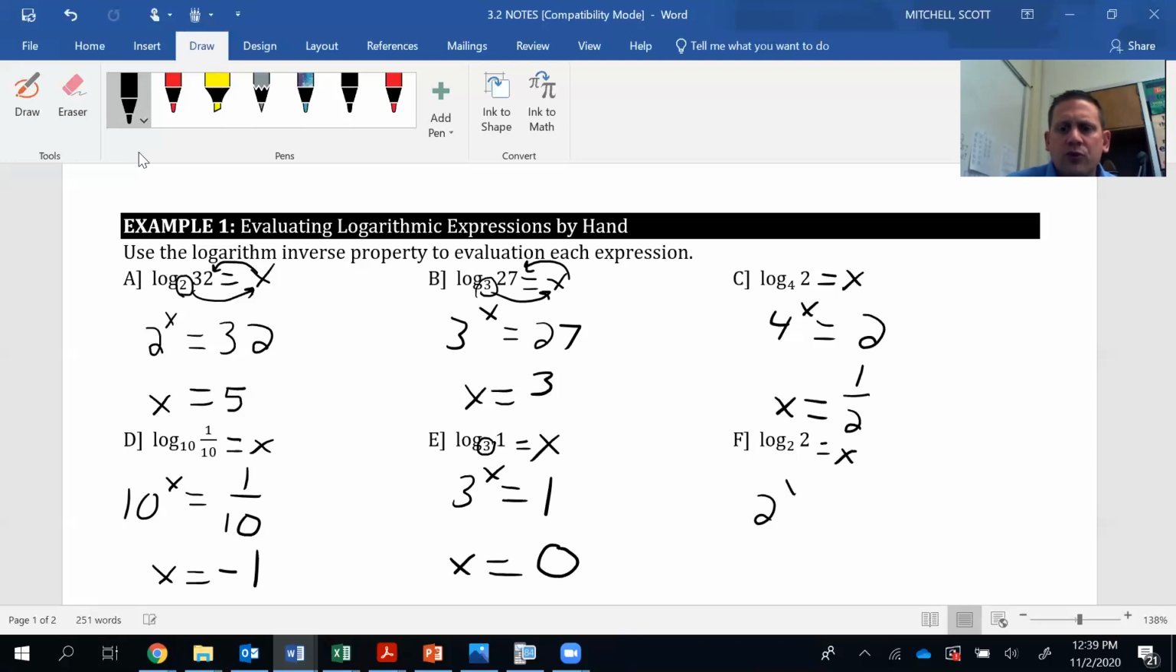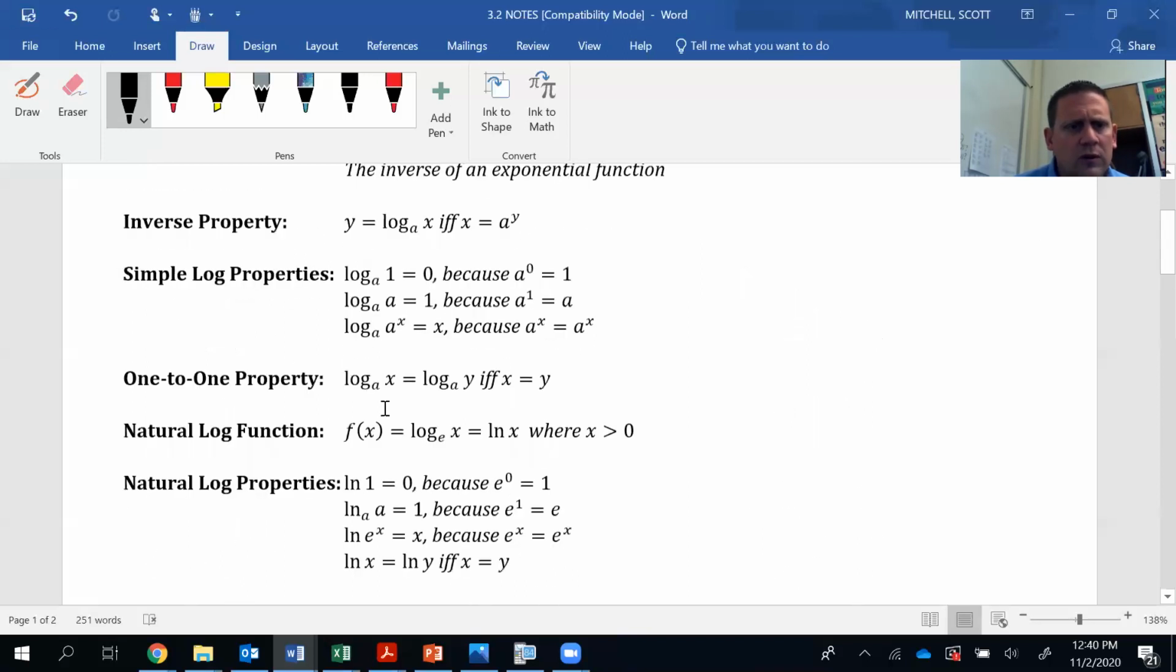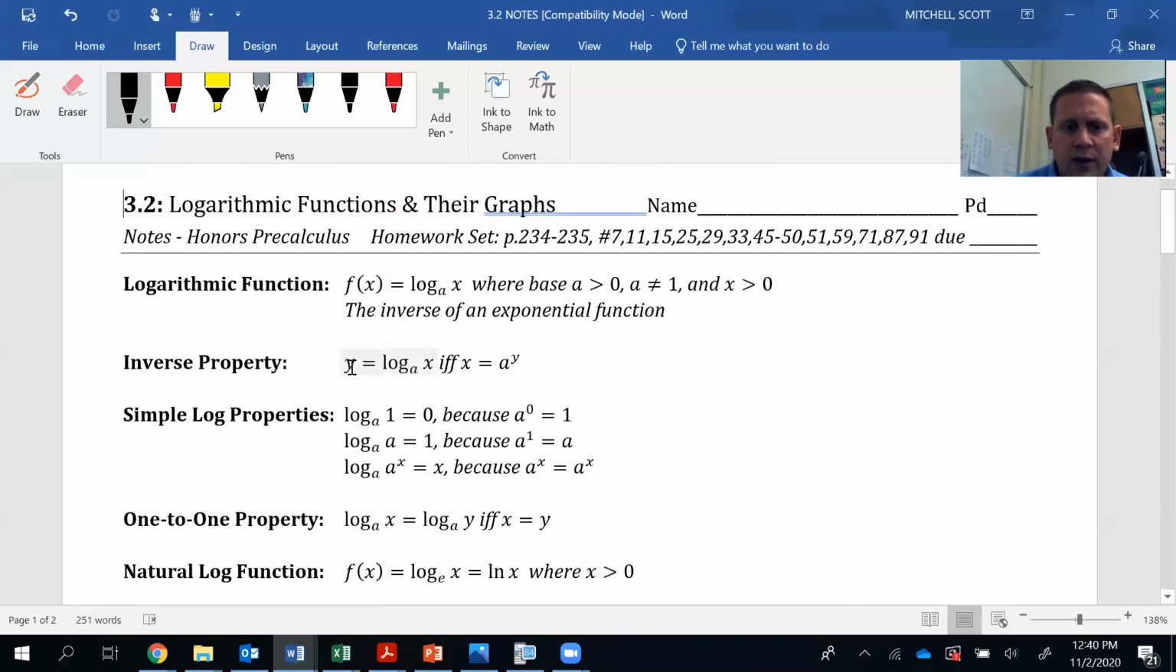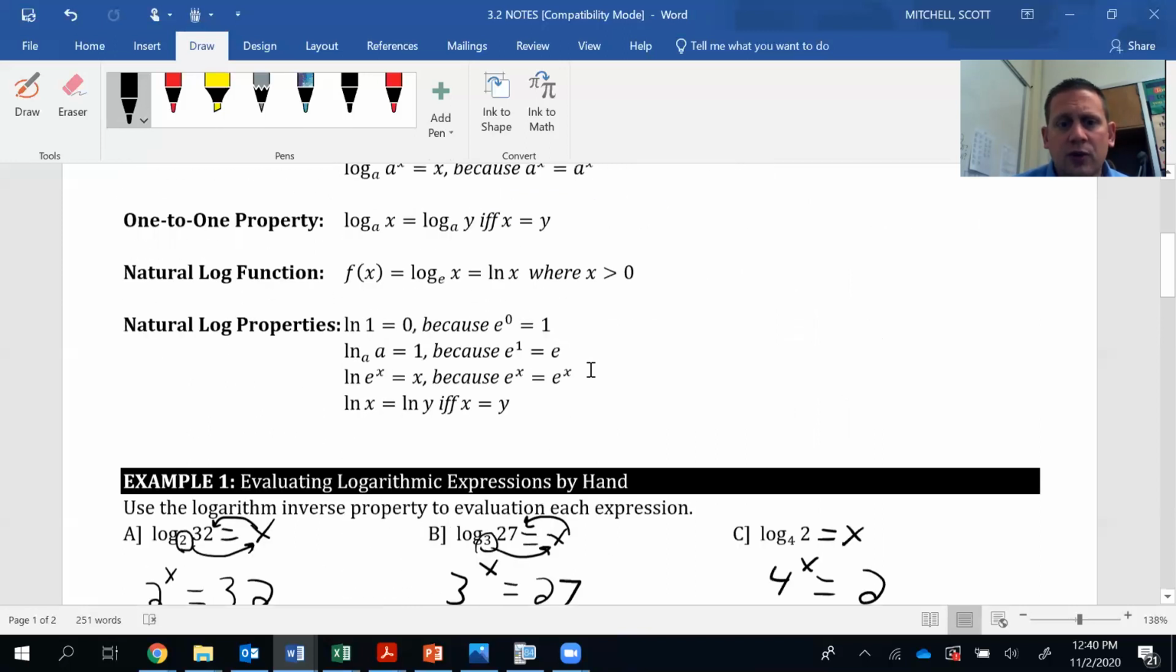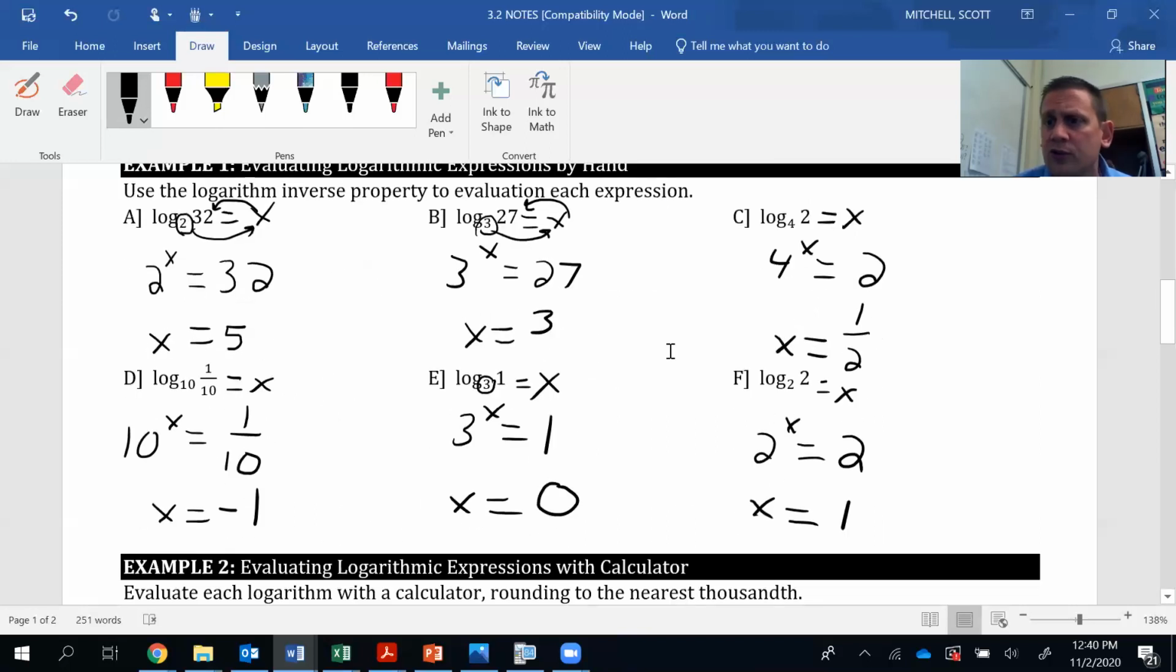And this last one, 2 to the x equals 2. x has to be 1 to make that true. So again, I've heard teachers call it the wagon wheel, call it a lot of different things, but it's really the inverse property. Here it is listed up here in terms of what property it is. If you don't know that it's the inverse property, it's okay as long as you can do it.